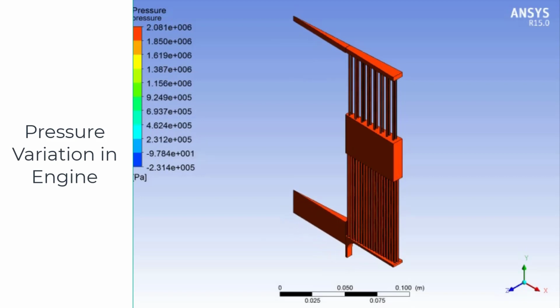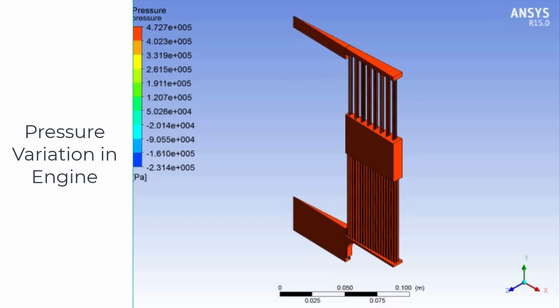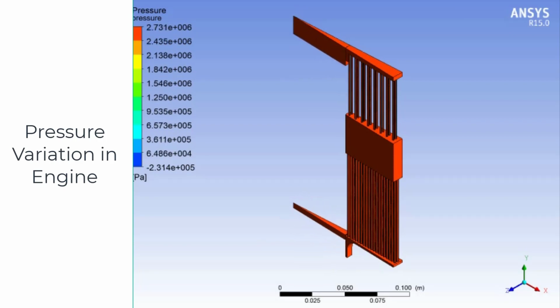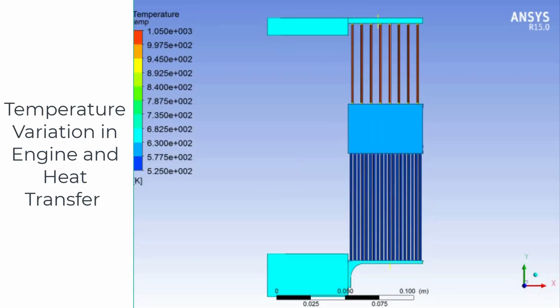This figure is showing the pressure variation inside the engine. There are two pistons moving that are shown in the figure. One is the displacer piston, the other one is the power piston, and due to the movement of the pistons, pressure is changing inside the engine, and by drawing the pressure volume diagram we can find out the indicated power of the engine.